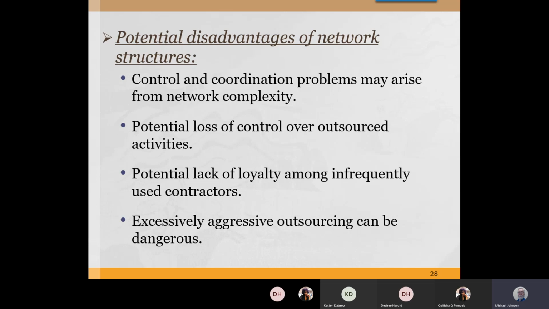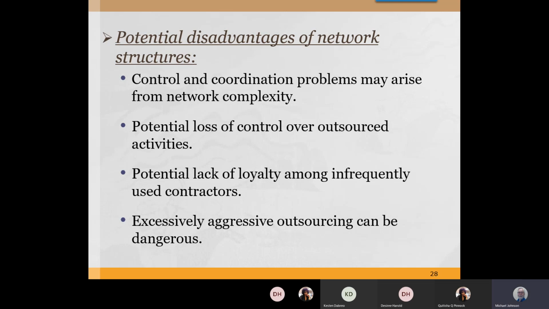You lose control. You don't have positive control. They're not your employees. Potential loss of control over, let's say, the outsourcing, potential lack of loyalty among infrequently used contractors. They're going to work for and be very happy with the people that they spend a lot of hours with and they make a living from. They're not going to worry too much about you if you're only hiring them maybe once every 6 months.